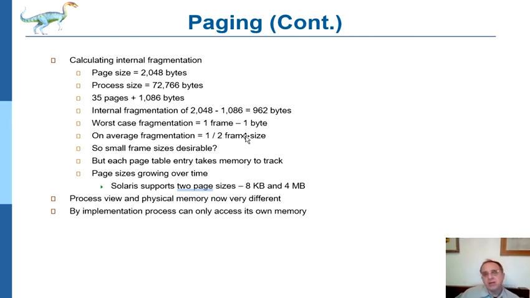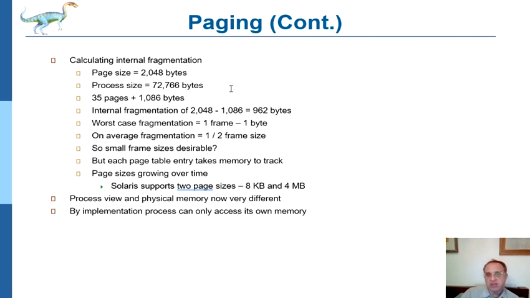Now we can get complicated examples with numbers here. Imagine a page size of 2,048 bytes and a process size of 72,766 bytes. So how many pages do I need? It's very simple. I take the 72,766 and divide it by my pages.